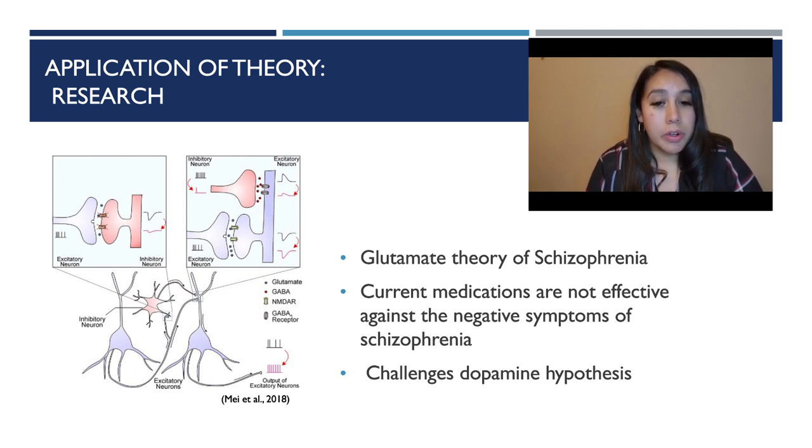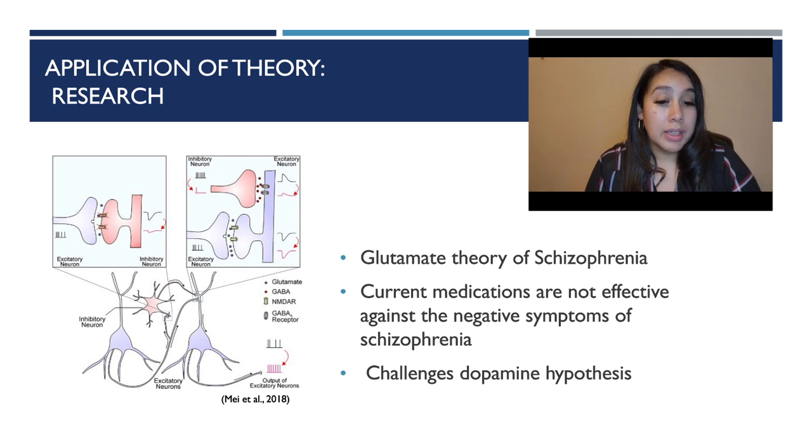Basically, the current medications that we use to treat schizophrenia, the antipsychotics, the atypical antipsychotics, they're not effective against the negative symptoms of schizophrenia. Even when dopamine itself is stabilized, it does not help with the negative symptoms of schizophrenia. Glutamate, on the other hand, is a product of the Krebs cycle. It also contributes to the regulation of NMDA receptors, which are necessary for cognitive processes. Too little glutamate can lead to hallucinations.